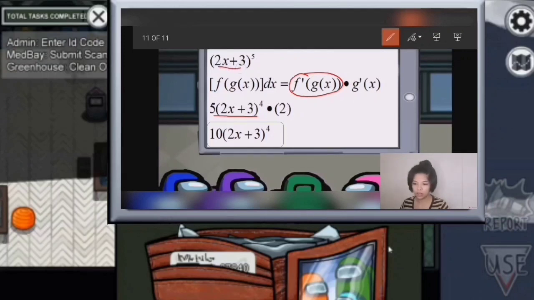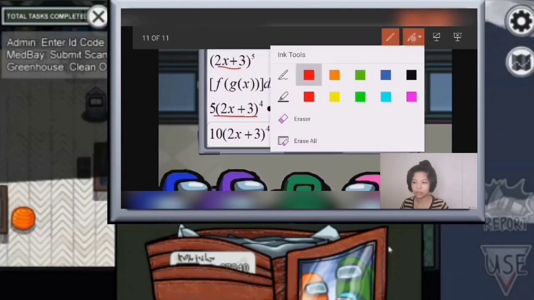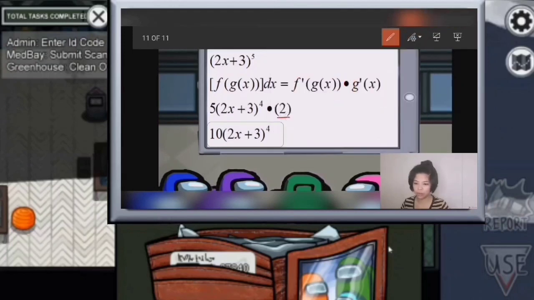So our next step is to simplify our constants. The constants here are 5 and 2. So 5 times 2 is 10. Then copy the quantity of 2x plus 3 to the 4th power. Our final answer would be 10 times the quantity of 2x plus 3 to the 4th power.